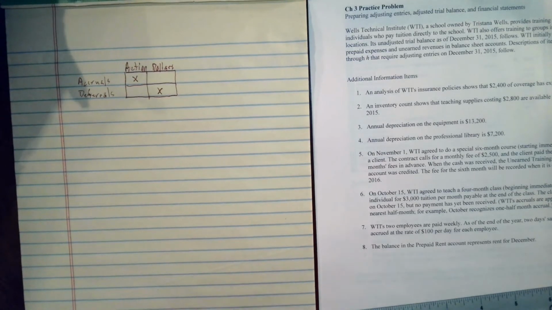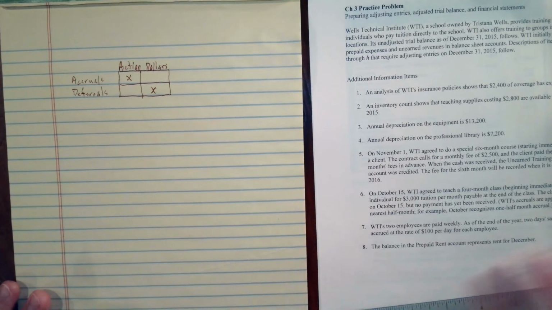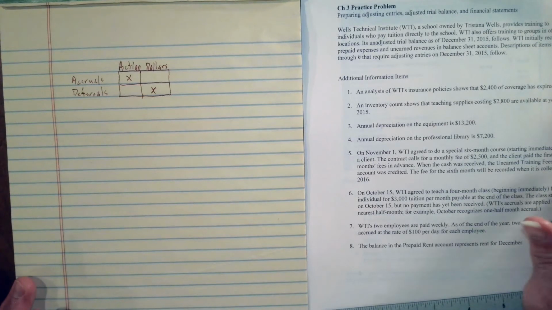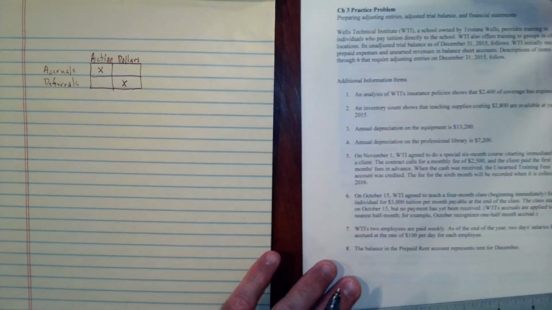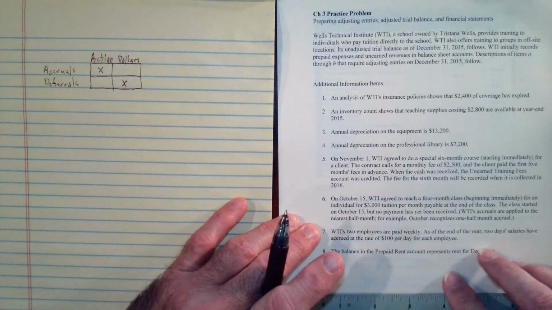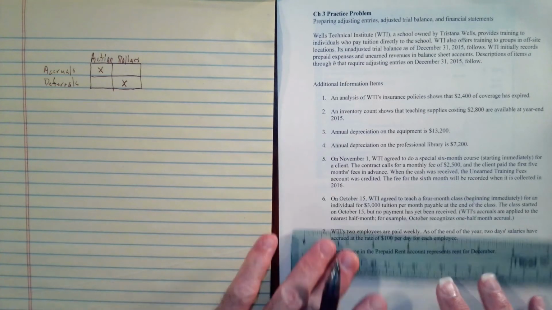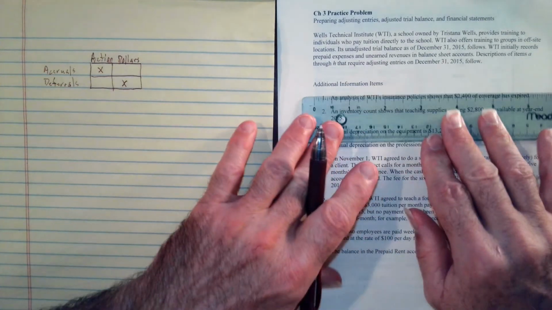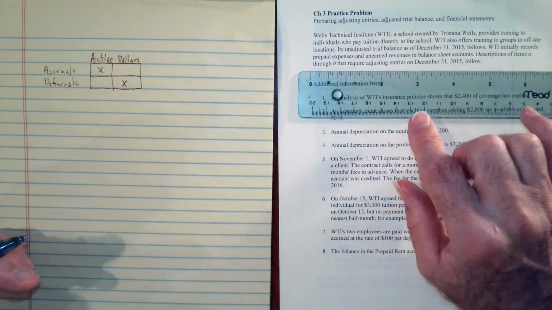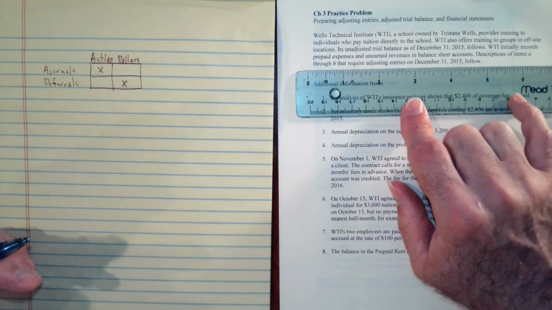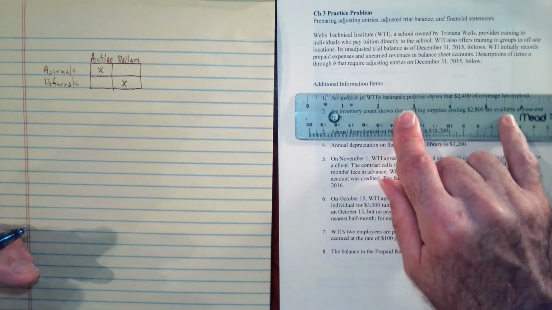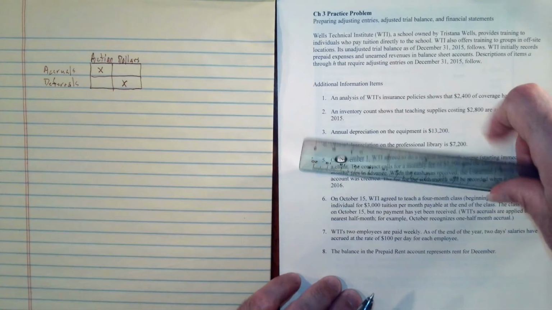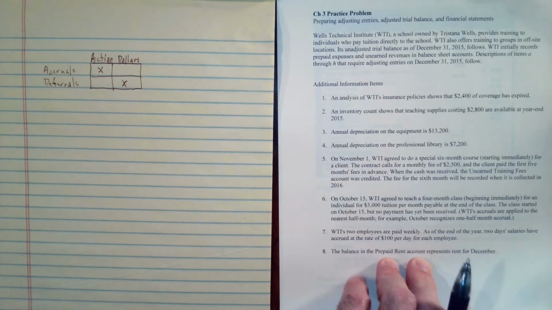Alrighty, let's take a look now. We've got that straightened out. Over here we've got Wells Technical Institute, and Tristana Wells is the owner. They offer training courses, and they also offer courses where they ask for tuition. So there's also going to be an unadjusted trial balance that's attached to this.